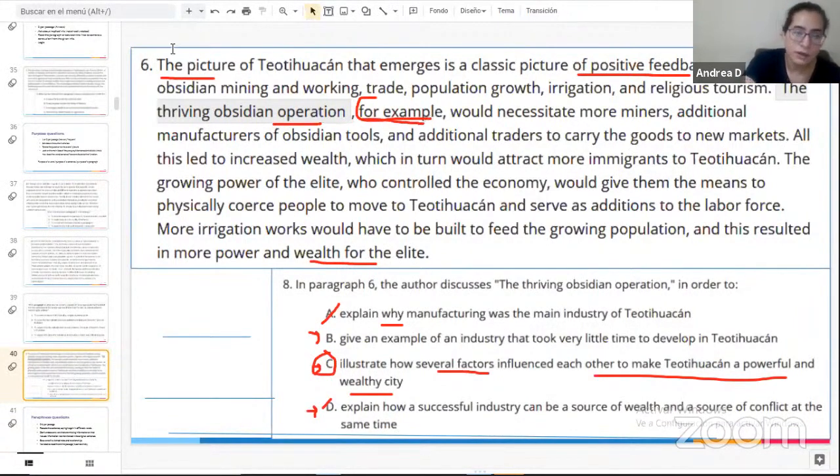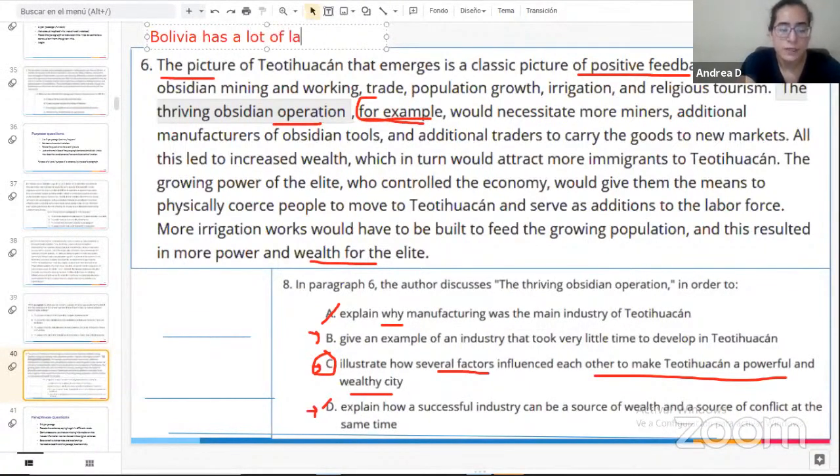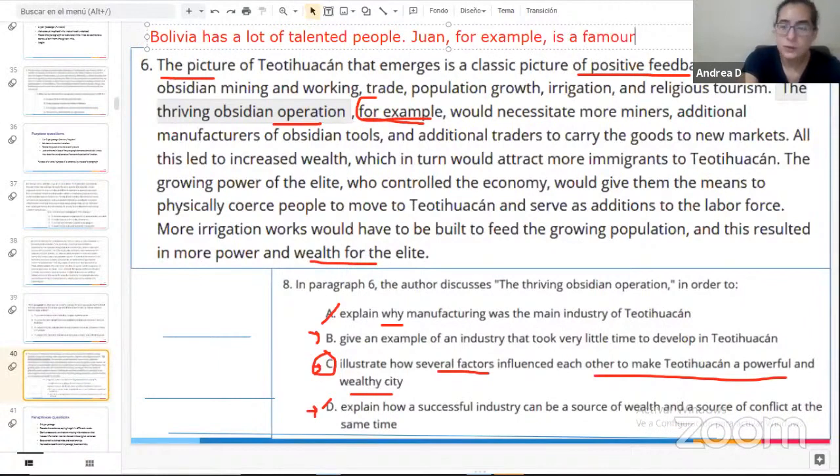Now, think of this sentence here. If I say something like, Bolivia has a lot of talented people. And then I say something like, Juan, for example, is a famous singer and songwriter. Now, if I ask you, what's the purpose of mentioning Juan in those two sentences? Then you will tell me it's an example of how Bolivia has a lot of talented people, right?